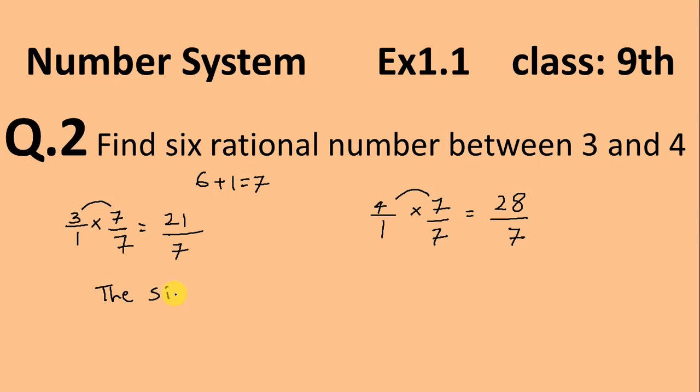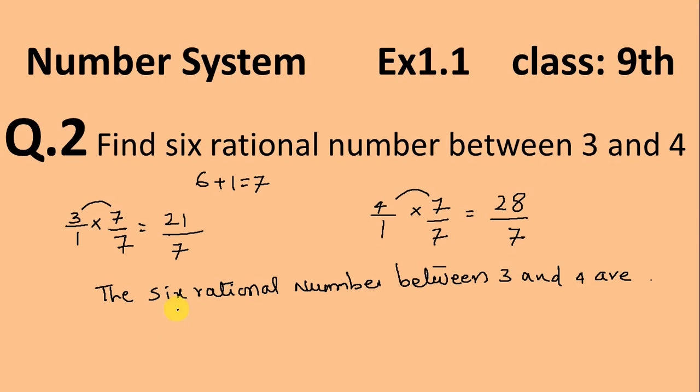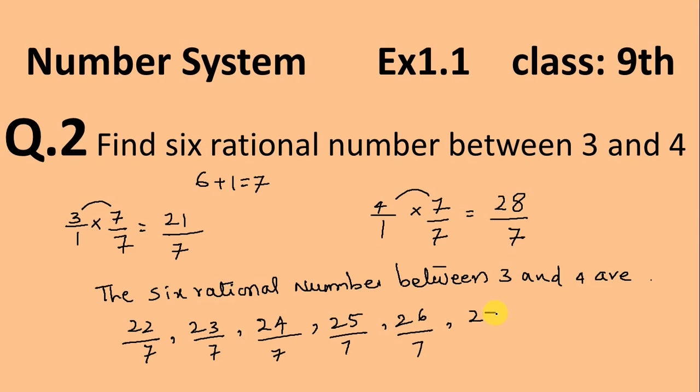The 6 rational numbers between 3 and 4 are, write numbers between 21 to 28. That is 22 by 7, 23 by 7, 24 by 7, 25 by 7, 26 by 7, 27 by 7.